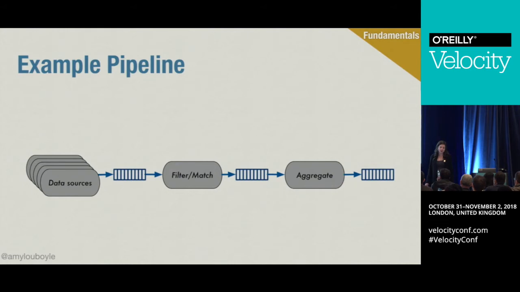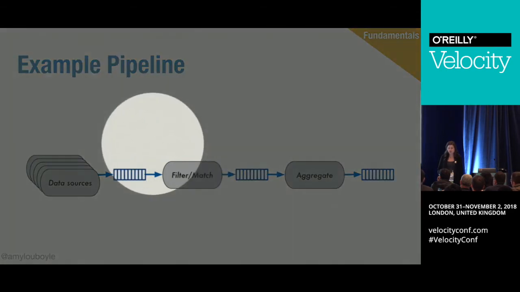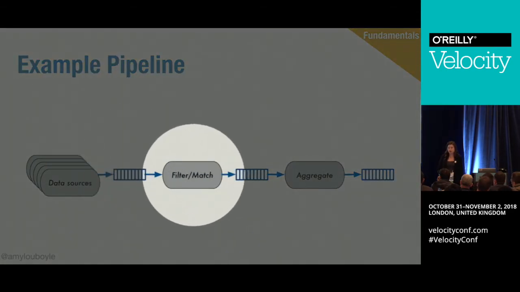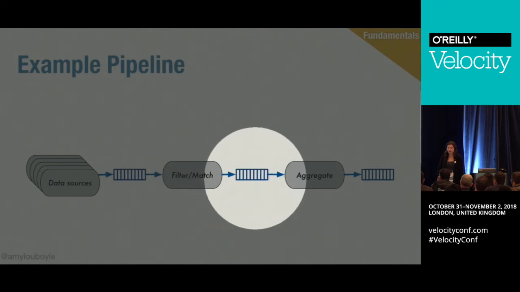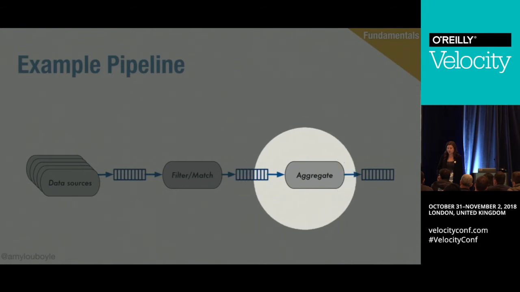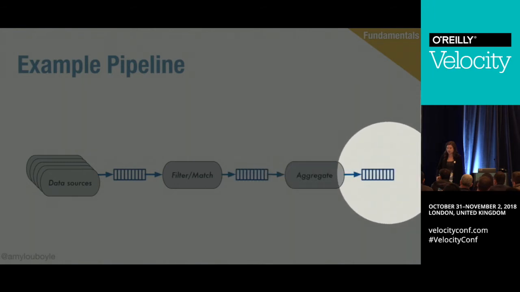So here's our example pipeline. This is going to be a pipeline which has a lot of different data sources contributing to our first queue. And then we're going to be filtering and matching the data according to some registered rules and publishing that data onto the next topic tagged with what it matched to. Then we're going to aggregate it and publish our results.